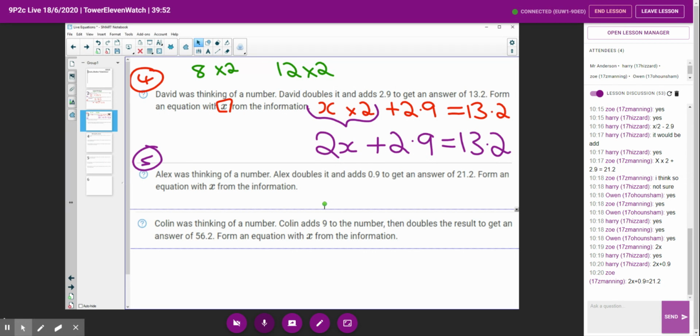All right, well done, guys. Let's have a look at some answers. So Harry has got 2x plus 0.9. Zoe's got 2x plus 0.9 equals 21.2. All right, so let's go through our question.